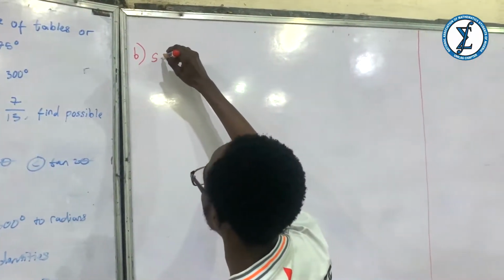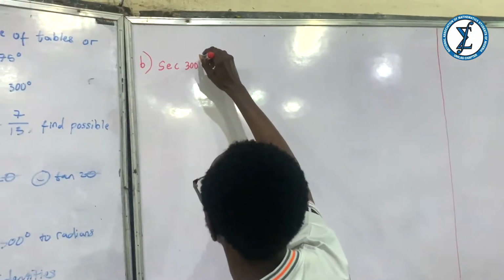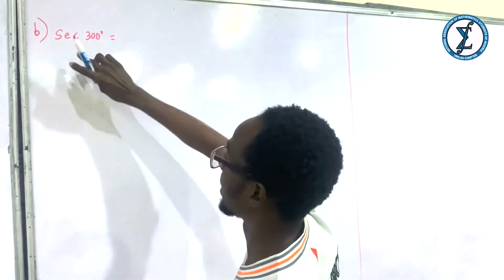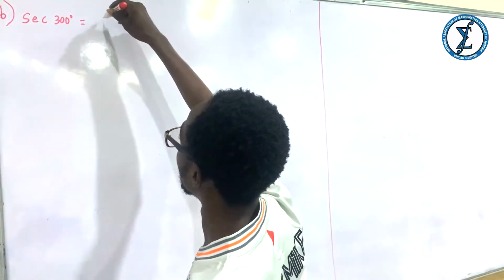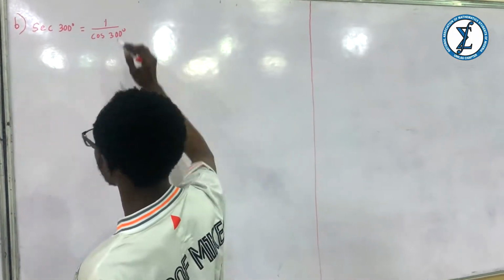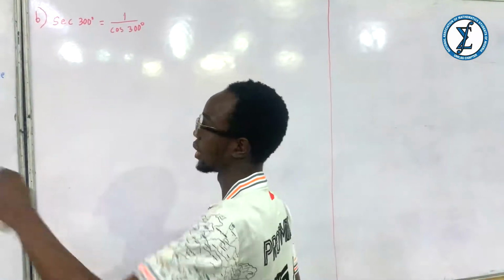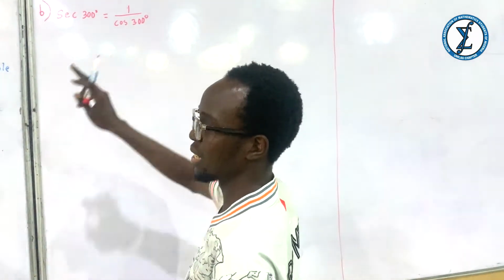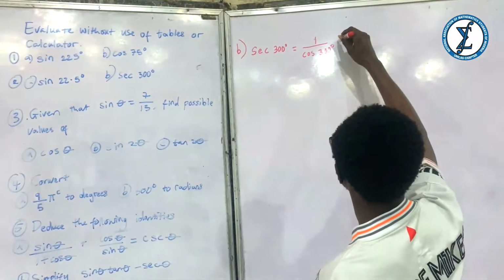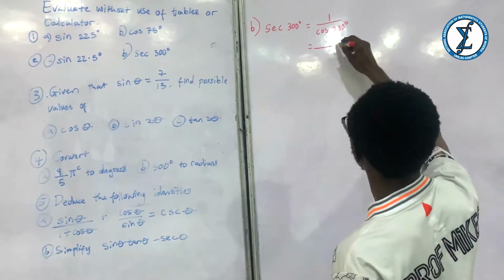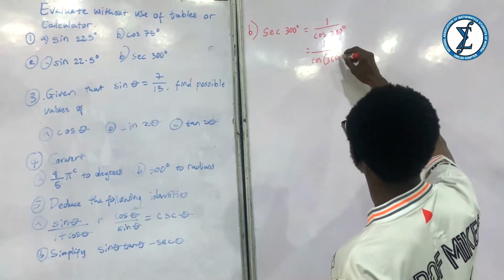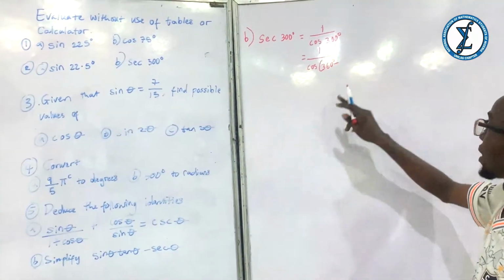To evaluate 2b, we want to evaluate sec 300 degrees. Now recall first of all that secant is 1 over cos. So sec 300 is 1 over cos 300 degrees. Next we look at the quadrant. Now realize that 300 is in the fourth quadrant, and so we can rewrite this as 1 over cos of 360 degrees minus theta.